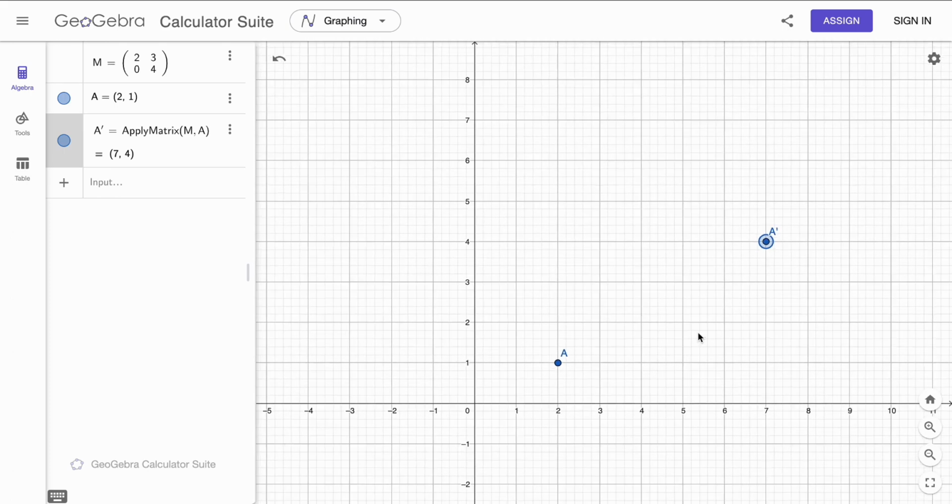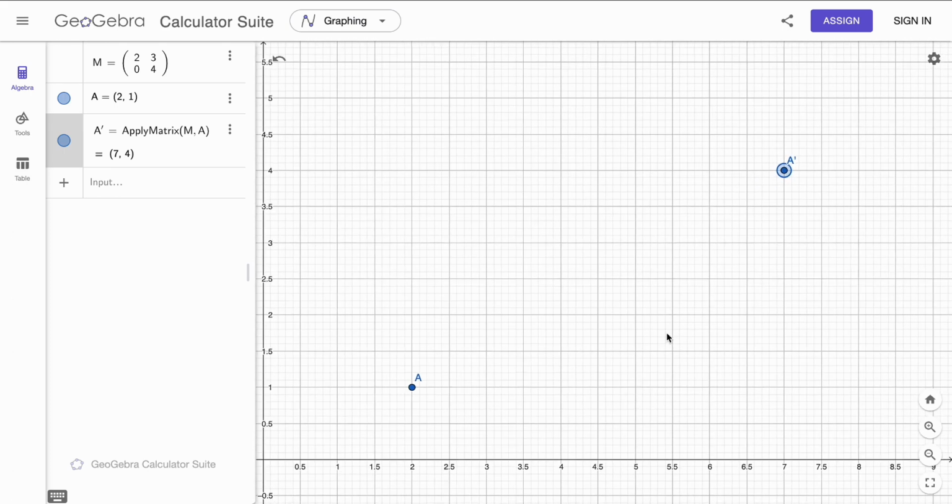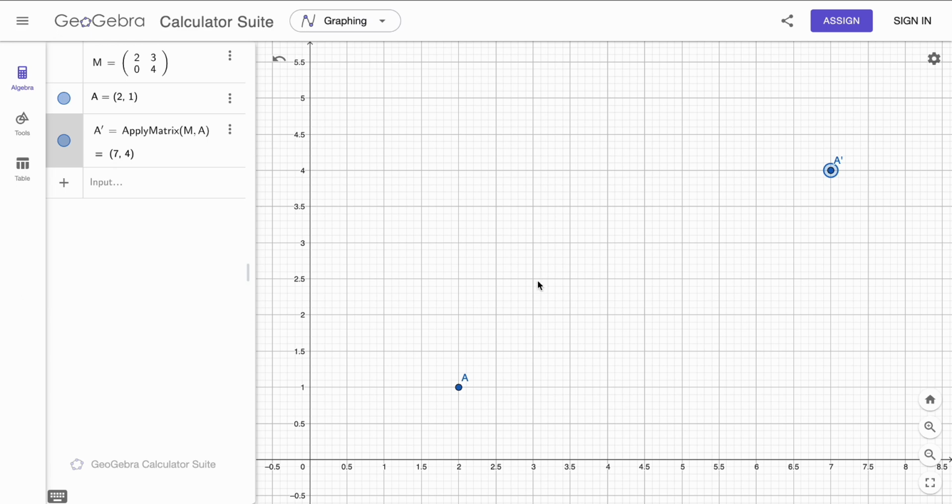You have a matrix, you give it some numbers to multiply, and then it gives you an answer. So this is what you're doing with A. You're applying the matrix M to A. So you're doing [[2, 3], [0, 4]] times (2, 1), and you end up getting 7, 4. So that's what you get.